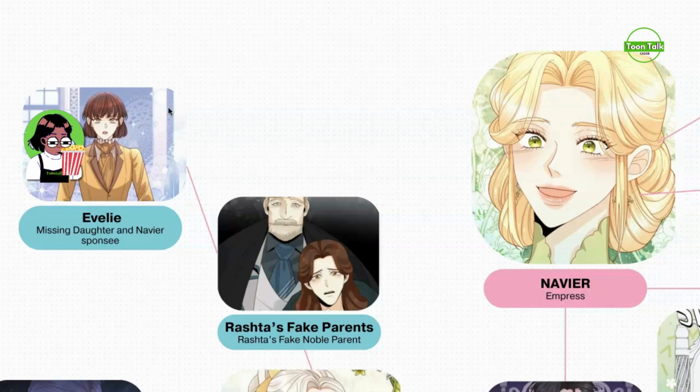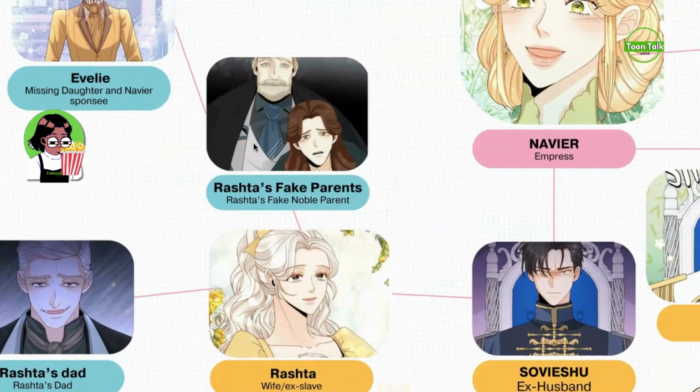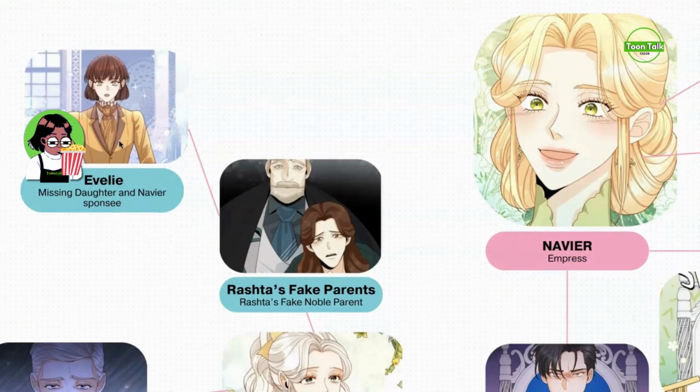I should draw a line to connect those two together, because Navier has been playing a major role in sponsoring Everly's education, because she's a magician. She knows how to do magic and all that good stuff. And Navier is just a good person who likes supporting people. But Rashta finds this out. She refused to tell her fake parents that their real daughter is right over here.